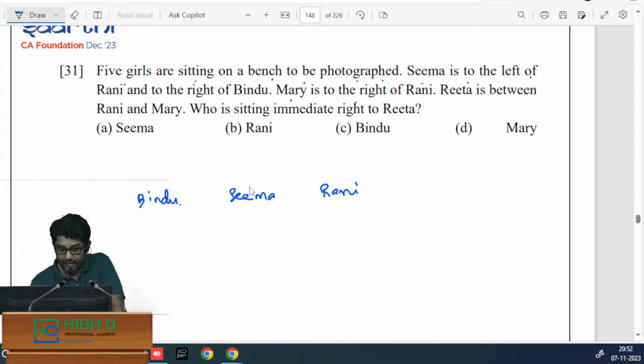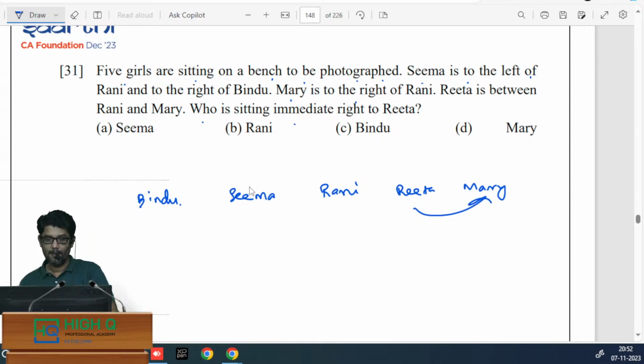Mary is to the right of Rani. Okay. Rita is between Rani and Mary. Now, who is sitting immediate right of Rita? It is Mary. The arrangement is Bindu, Seema, Rani, Rita, Mary.